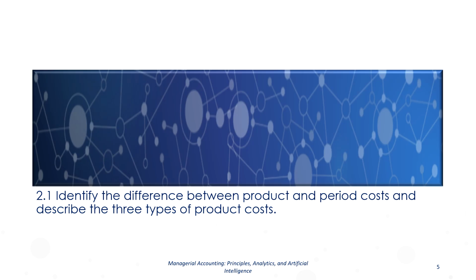Now we begin the first main section of the chapter. The key idea is that not all costs are treated the same in accounting. Some costs are tied directly to making a product. Other costs are tied to running the business as a whole. Understanding the difference is essential because it impacts the balance sheet, the income statement, and how companies measure profitability.